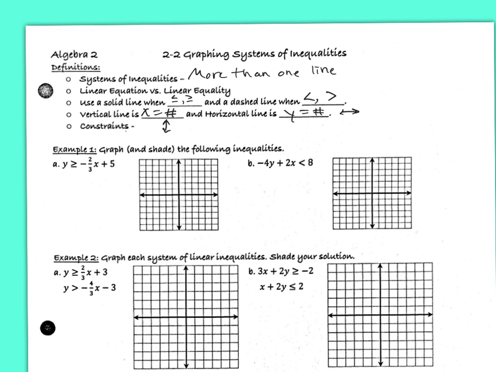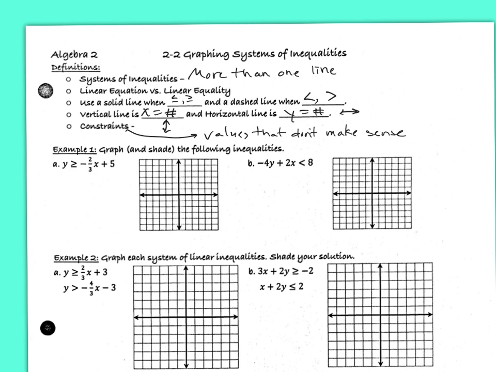Now a constraint is values that don't make sense. This is really only going to apply to a story problem where you're dealing with money or time, and a lot of those things cannot be negative. So that's what I mean by a constraint.